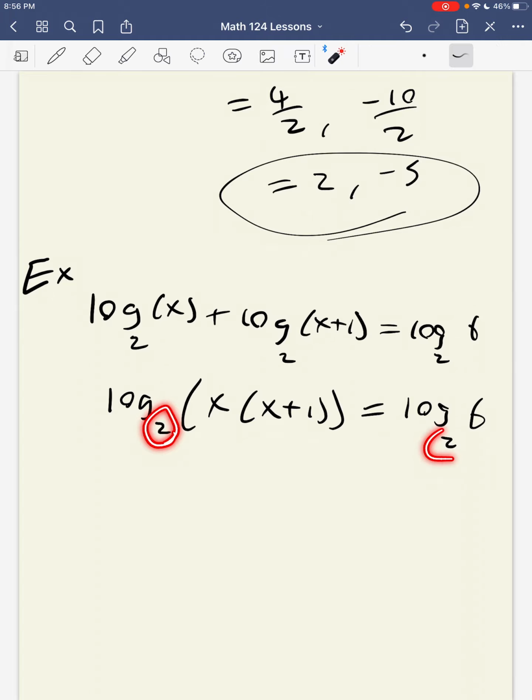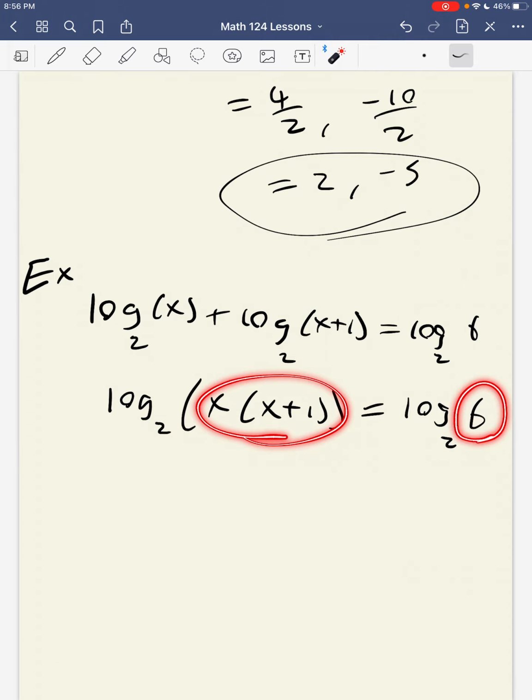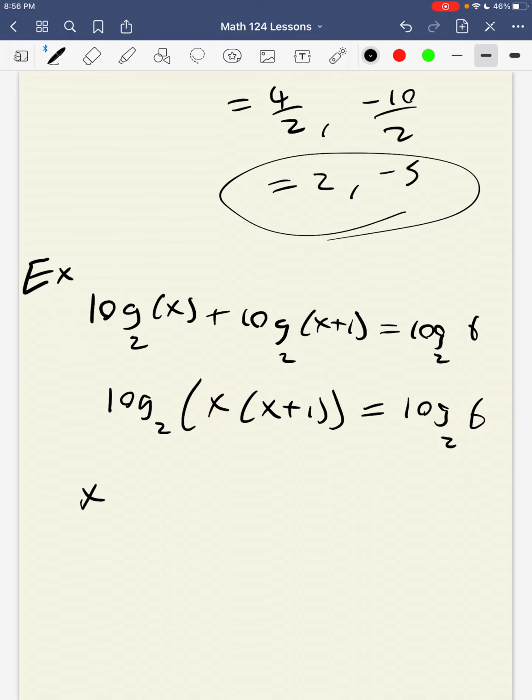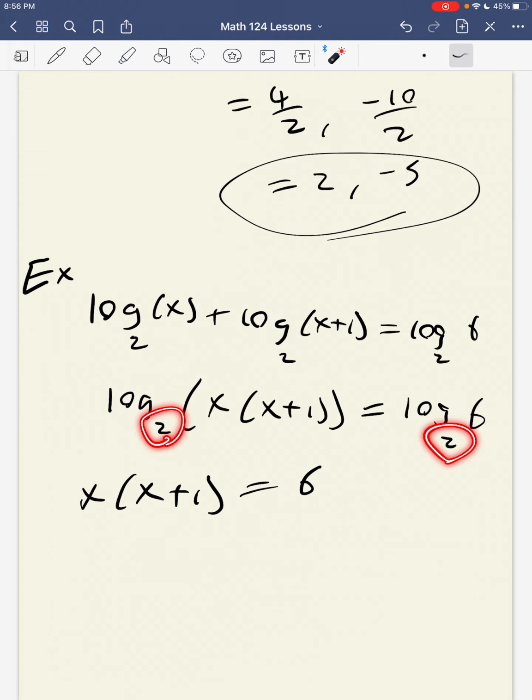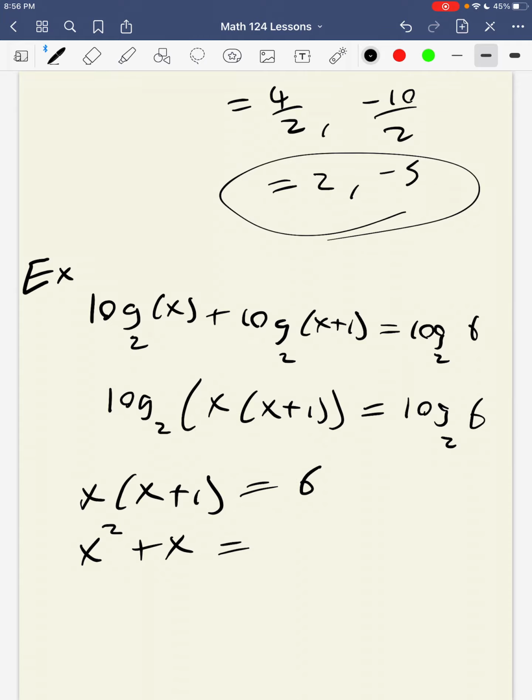And now, since both sides have the same base, we can set the inputs equal. We could set this equal to that. So x times x plus 1 equals 6. I was only able to do that because both sides were base 2. Otherwise we would be out of luck. So we have x squared plus x equals 6, or x squared plus x minus 6 equals 0.